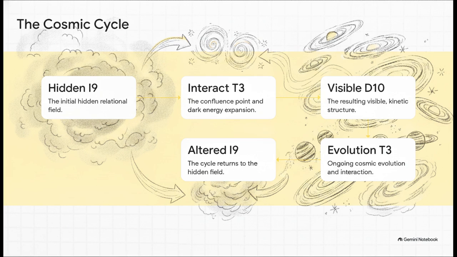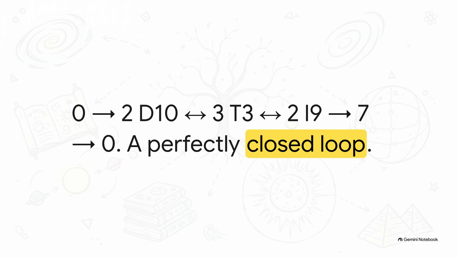This visible field then undergoes cosmic evolution, again through T3, which results in an altered hidden field, bringing us right back to I9. It's a continuous loop where the system is constantly reading itself, and the endpoint of one phase becomes the exact starting condition for the very next one. And that process creates this exact mathematical compression map, from 0 potential to 2 to 3 to 2 to a form state of 7, and then right back to 0.